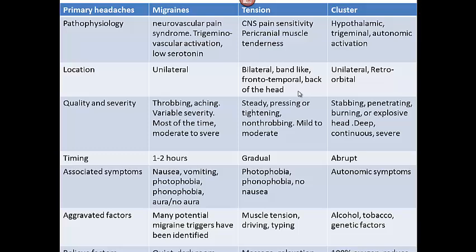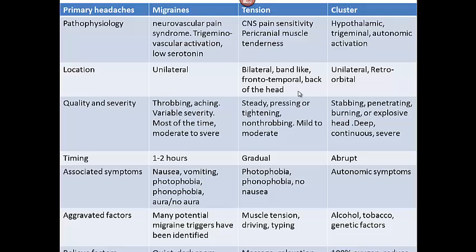Now let's talk about tension headache. Tension headache is basically sensitivity of the pericranial muscle tenderness. Patients most of the time have an episodic type of headache. Very common, it's actually one of the most common types of headache, and is classified as mild to moderate. The pain is usually vice-like. Patients complain of having frontal-occipital pain, sometimes like a band-like sensation around the head.